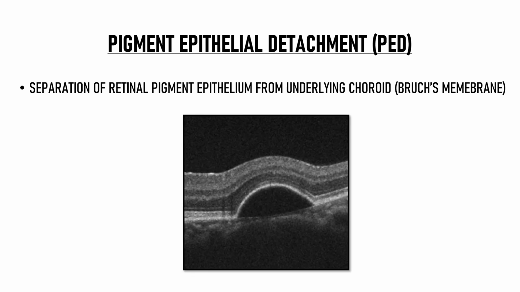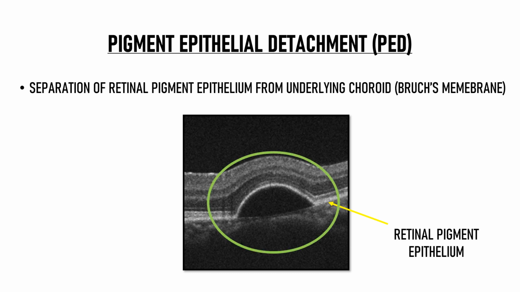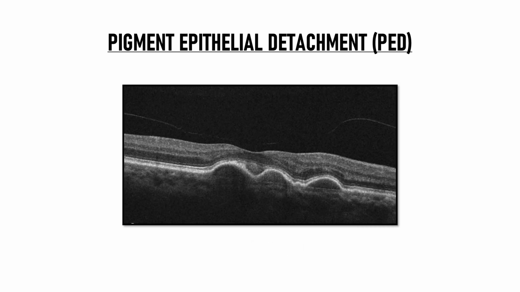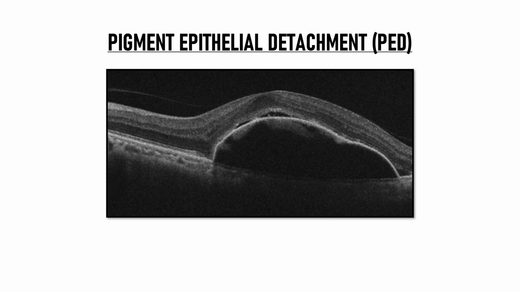So in this image, you can see that this hyperreflective layer represents the retinal pigment epithelium, and at this point, it is detached from the underlying choroid. So this is a pigment epithelial detachment. This is another OCT showing a small PED. These are multiple PEDs, and this is a large PED.